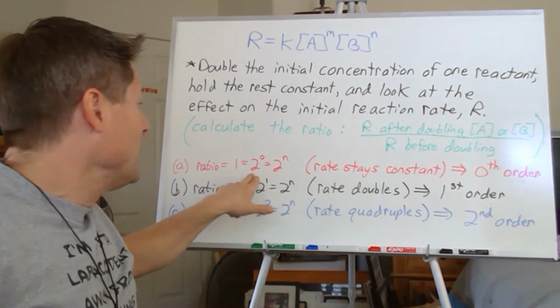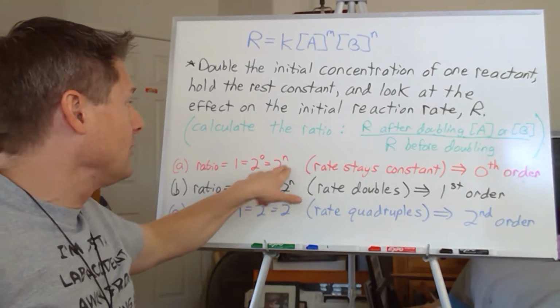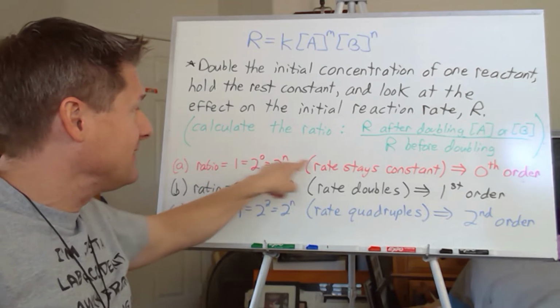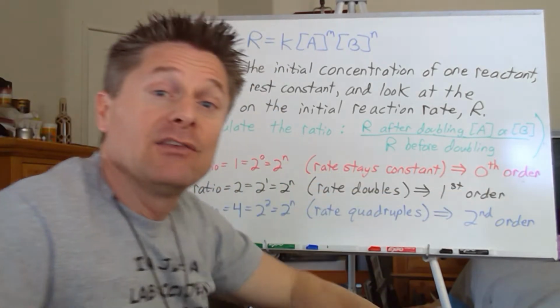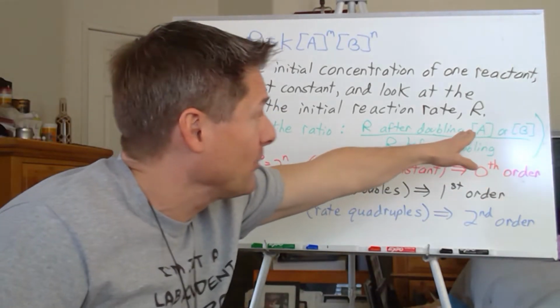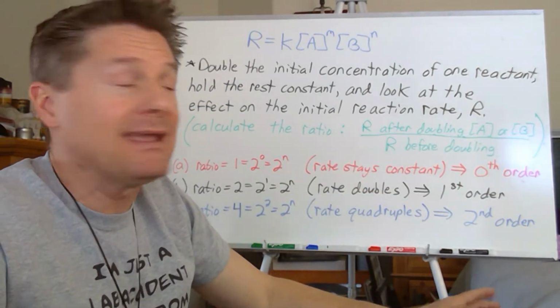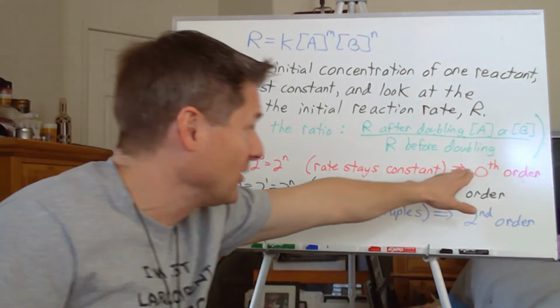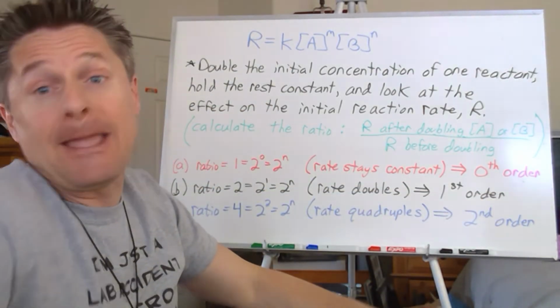It's independent of that. So 2 to the 0 power, 2 to the n, is 1. So in that case, that exponent must be 0. The rate stays constant, so it'd be 0th order. So if that happened with A, say we doubled A, holding B constant, and the rates were exactly the same, the rate stayed constant, that's 0th order with respect to A, right?